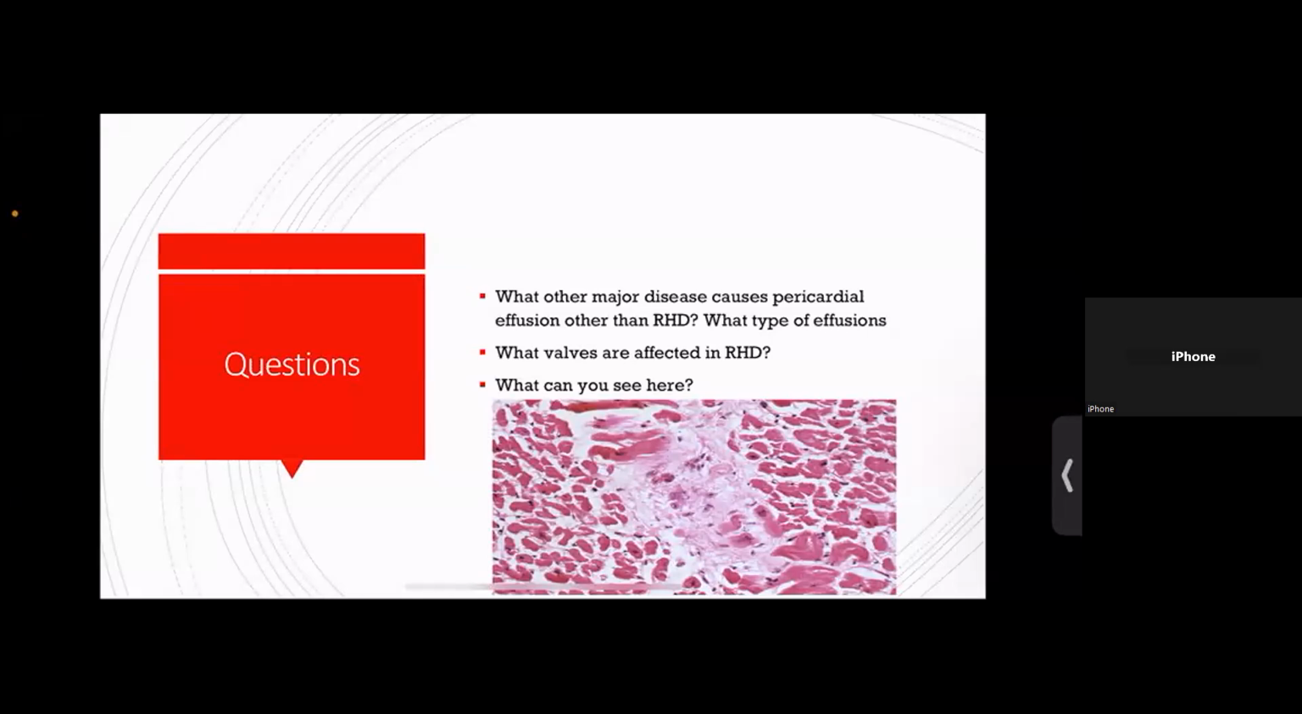So you have a question here. The question I posted was, what other major disease causes pericardial effusion other than rheumatic heart disease, and what type of effusion does it cause? Can anyone tell us, other than rheumatic heart disease, what other major disease causes pericardial effusion, and what type of effusion does it cause?